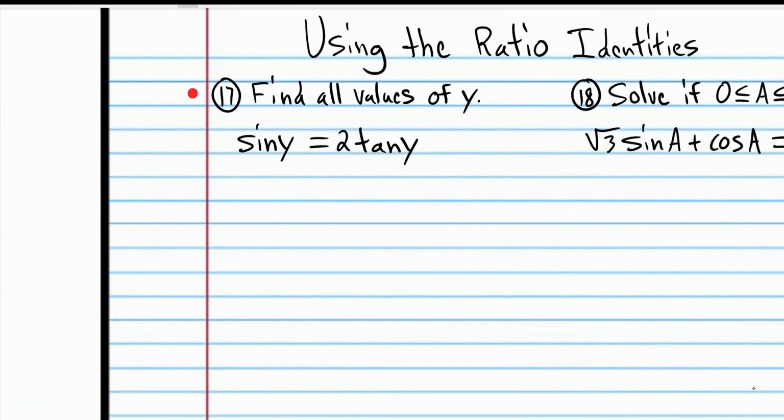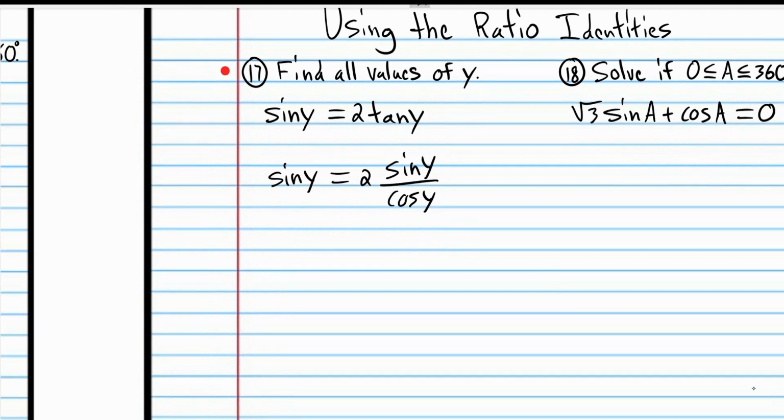So first, let's use a ratio identity because we have two different trigonometric functions in this equation. The equation is too complicated when we have two different functions. So I'm going to change tangent to sine y over cosine y. So that was a ratio identity.